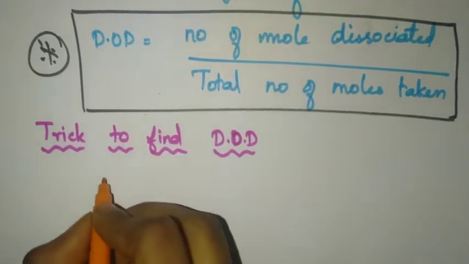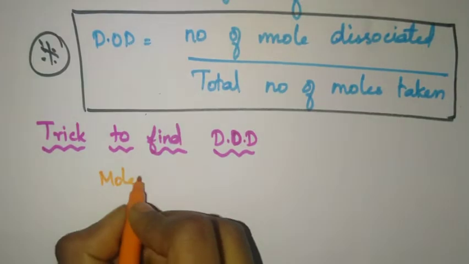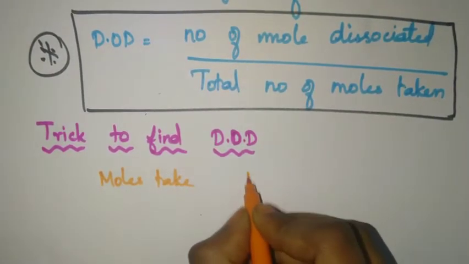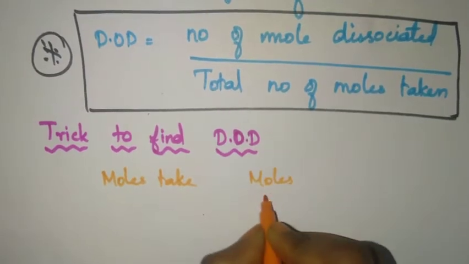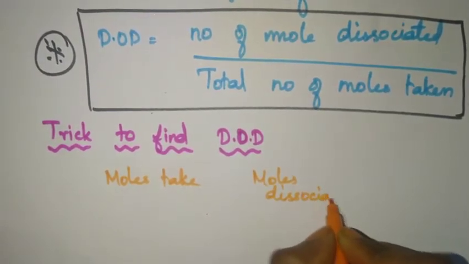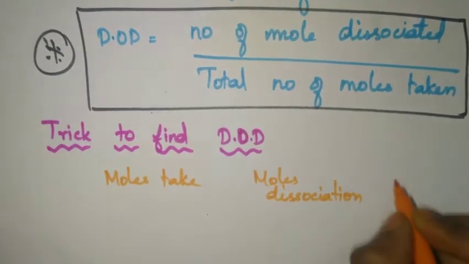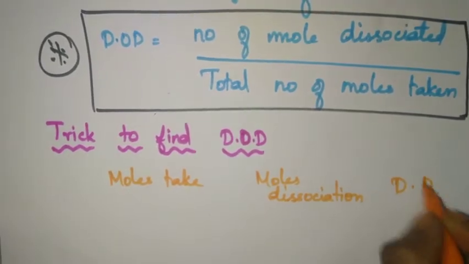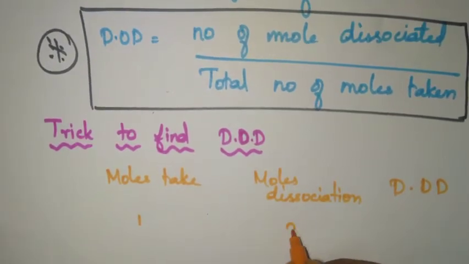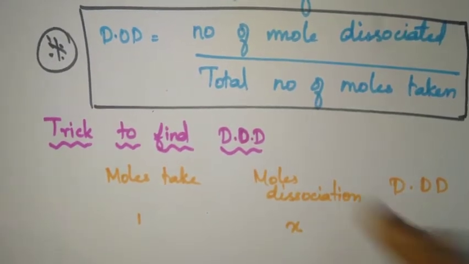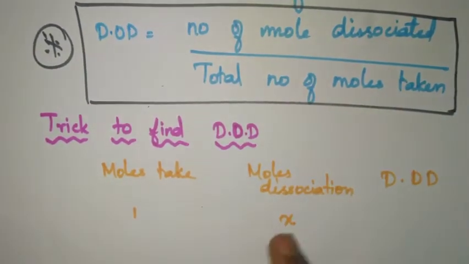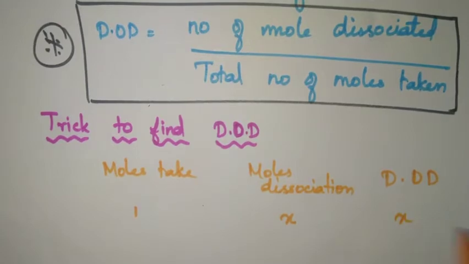For that we want to know the total number of moles taken, and then the moles dissociated. From that we are going to know the DOD of that reaction. So if we take 1 mole, then X mole is dissociated, then the DOD is number of moles dissociated by total number of moles taken, that is X by 1, which is also X.